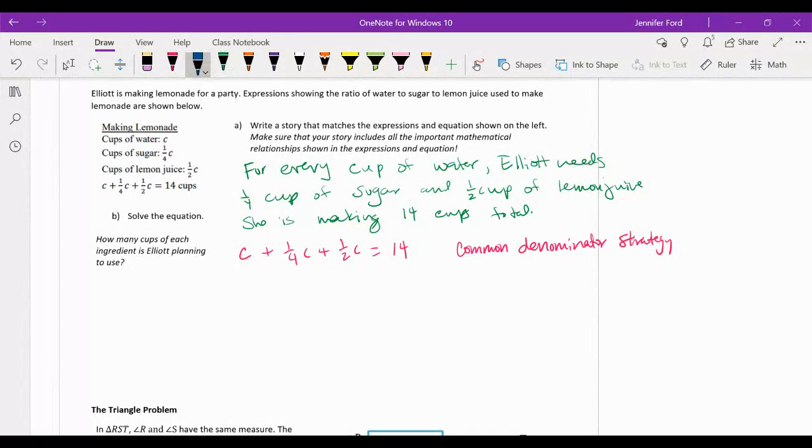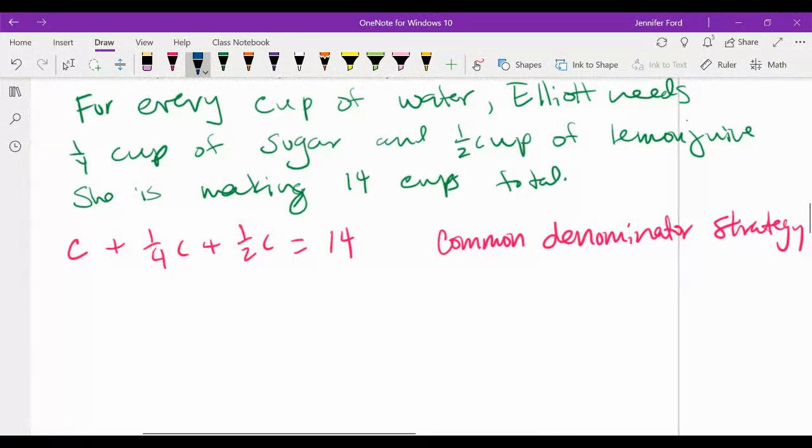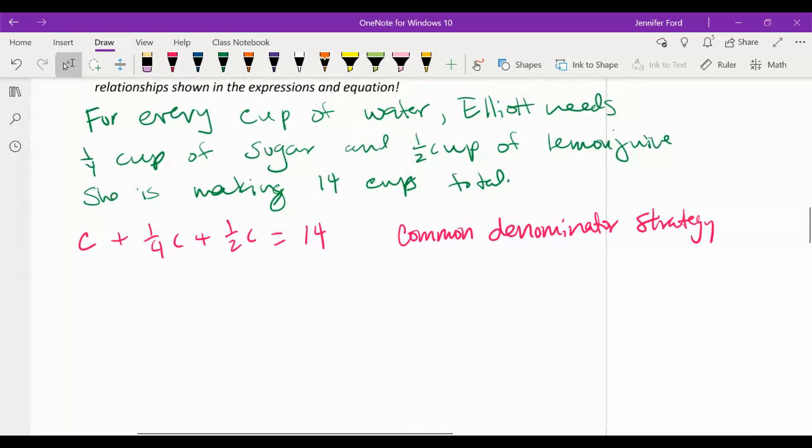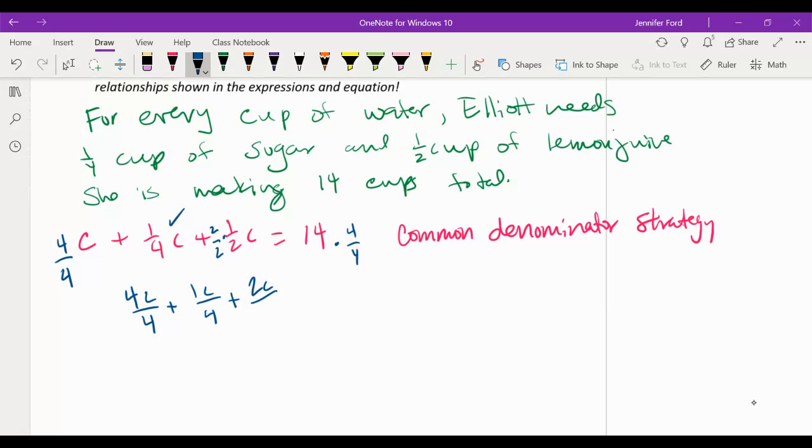This is too small. I'm going to make it a little bigger so I can see. Common denominator strategy. Okay. My common denominator is going to be 4. So to get to a denominator of 4, I'm going to multiply the C by 4/4. The second term already has it. And the third term I need to do 2/2 because 2 times 2 gets me to 4. And then this side, I need 4/4 over here. Okay. So I'm going to get 4C/4 plus 1C/4 plus 2C/4 equals 56/4.